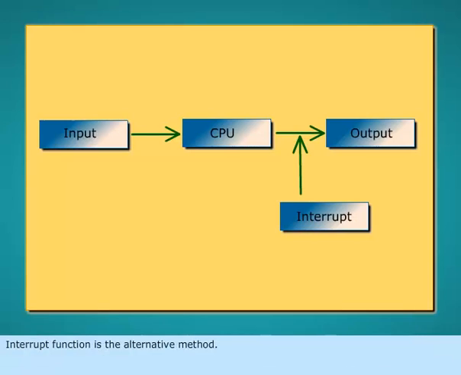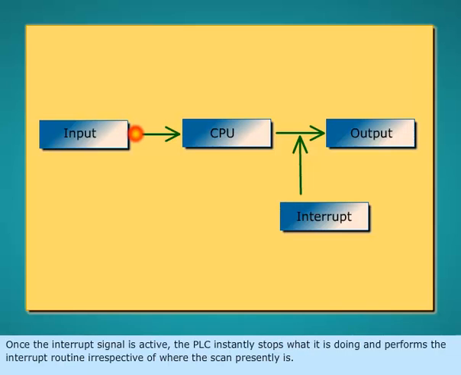The interrupt function is the alternative method. The scan is interrupted by this function to process a significant routine which has been written. Once the interrupt signal is active, the PLC instantly stops what it is doing and performs the interrupt routine irrespective of where the scan presently is.